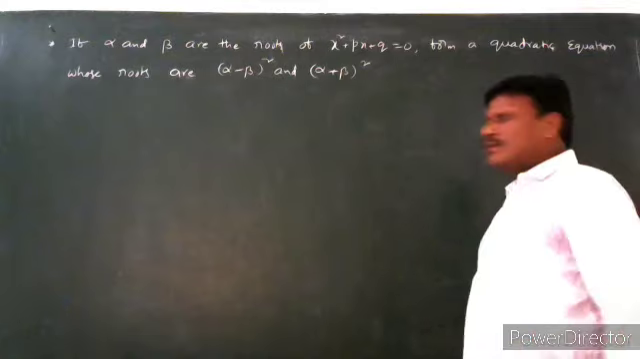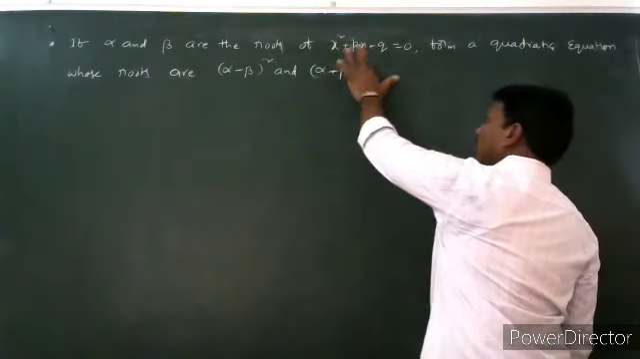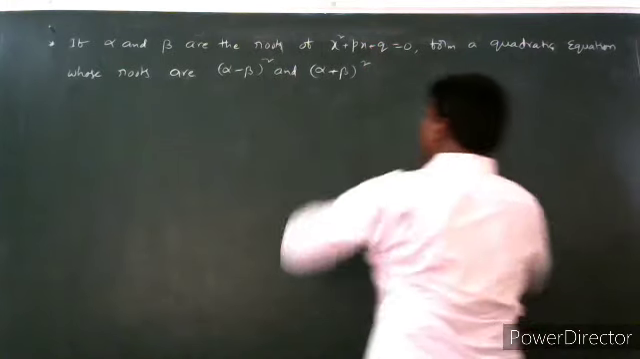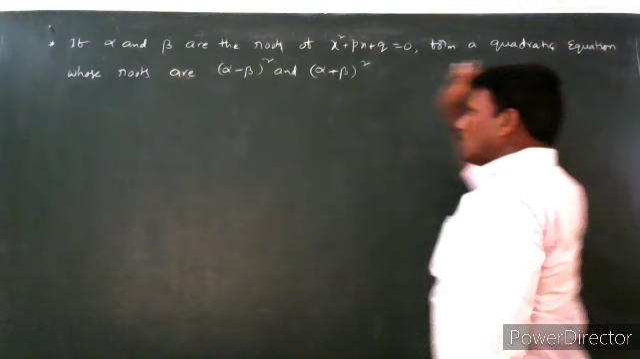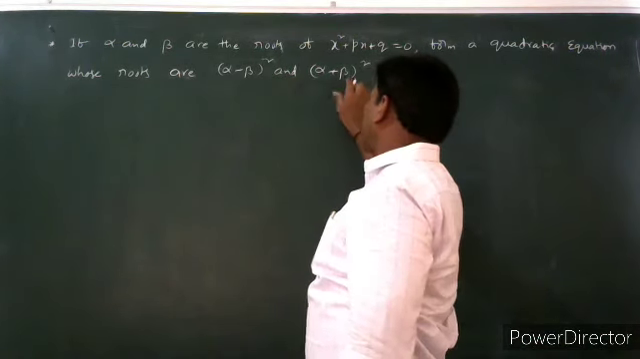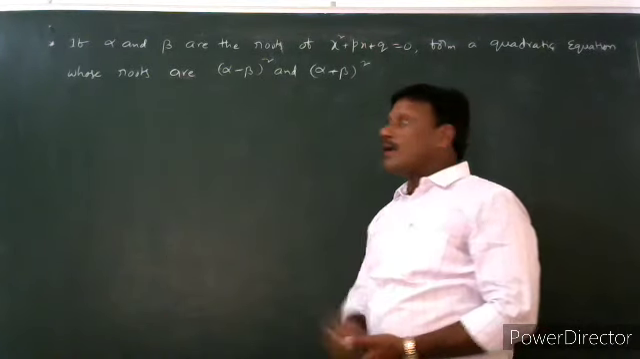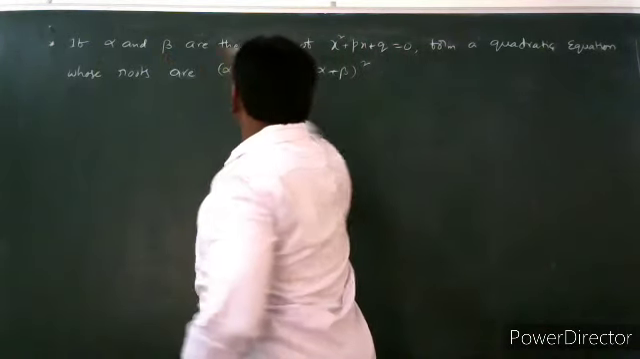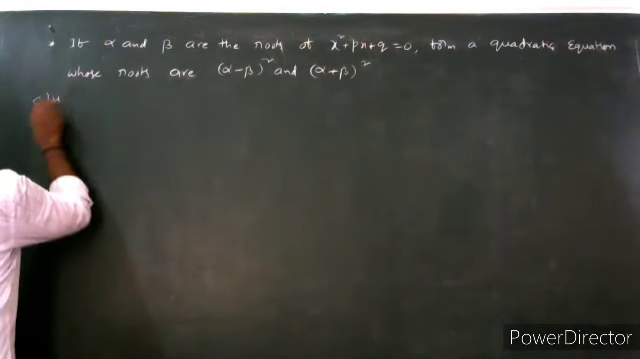Next question: if alpha and beta are the roots of x square plus bx plus q is equal to 0, form a quadratic equation whose roots are alpha minus beta whole square and alpha plus beta whole square. First, what is given in the problem? Alpha and beta are roots of this equation. Now we are going for a solution.